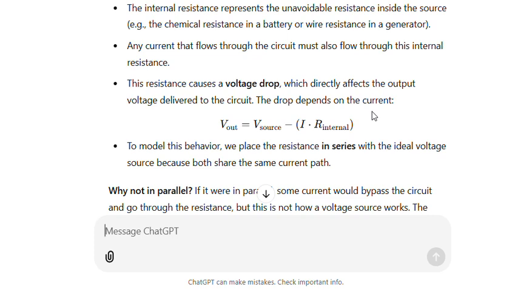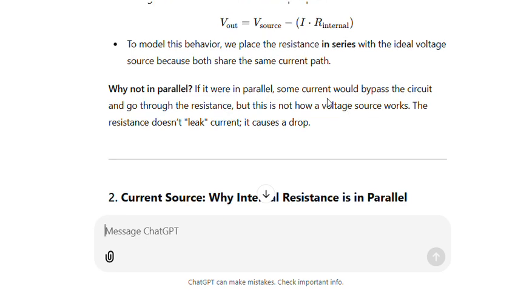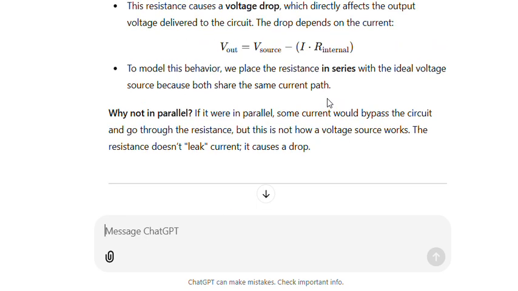current path. Why not in parallel? If it were in parallel, some current would bypass the circuit and go through the resistance, but this is not how a voltage source works. The resistance does not leak current, it causes a drop.